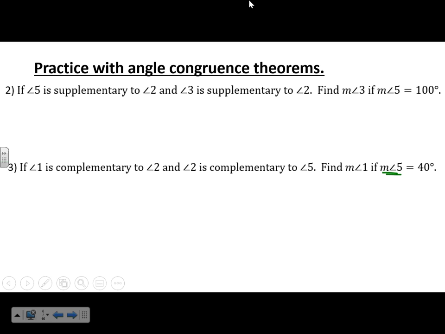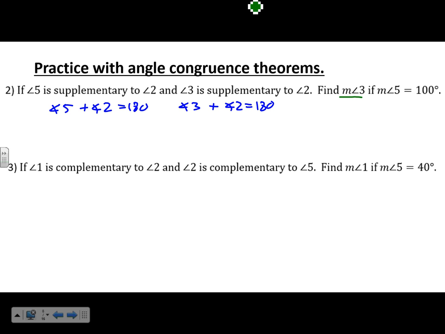So let's do some practice with the angle congruence theorems. And I'm going to be honest with you, I did this already. I got halfway through and then I quit because there's probably 3 or 4 different ways you can look at these problems. I think the easiest is to say, angle 5 is supplementary to angle 2. So I know angle 5 plus angle 2 is equal to 180. Then it says angle 3 is supplementary to angle 2. So angle 3 plus angle 2 is also equal to 180. And then they tell you to find angle 3.